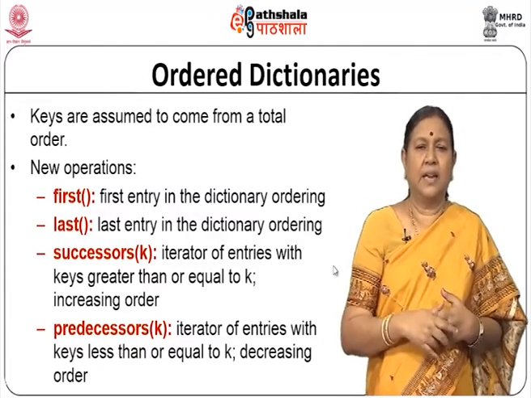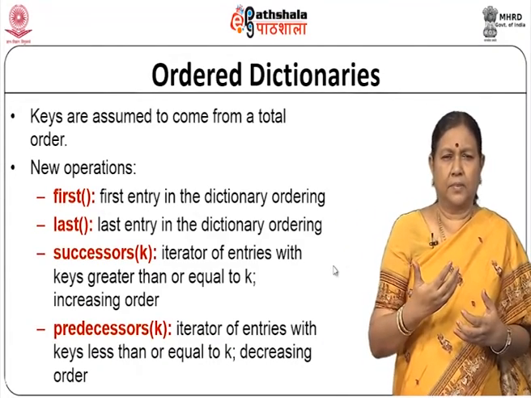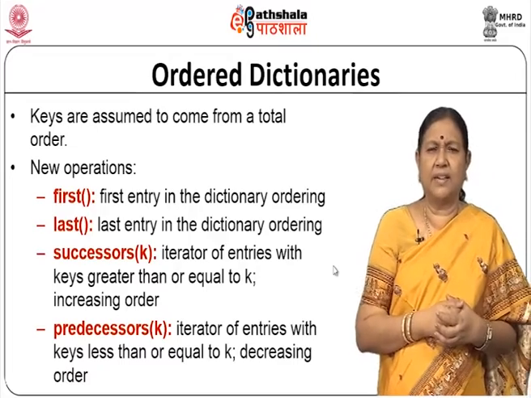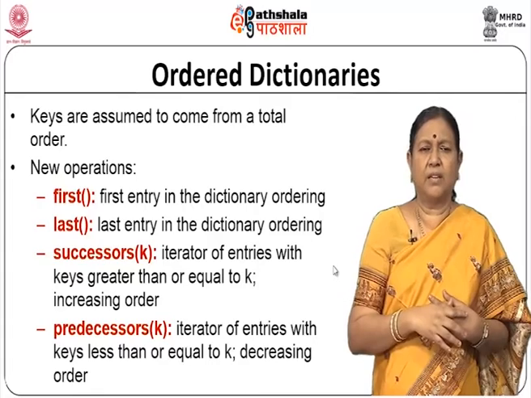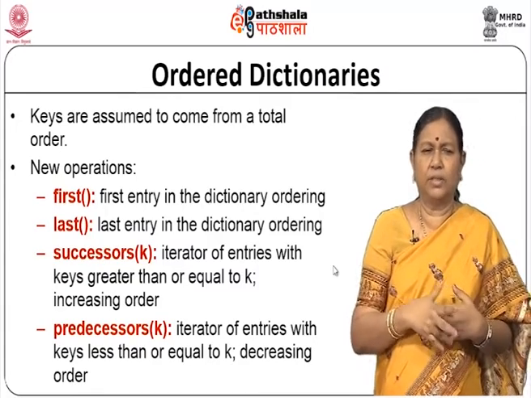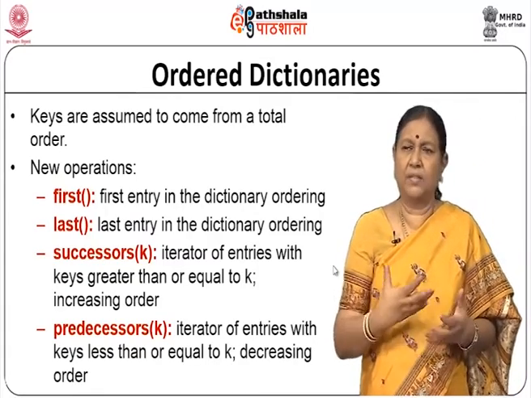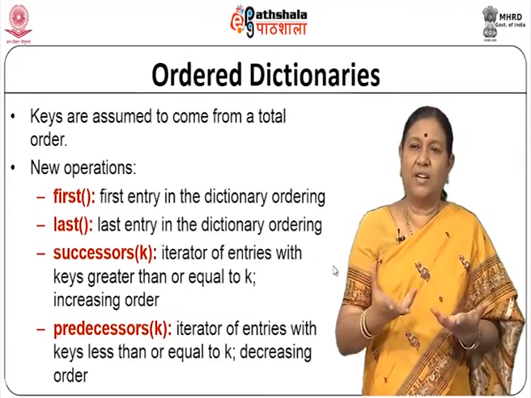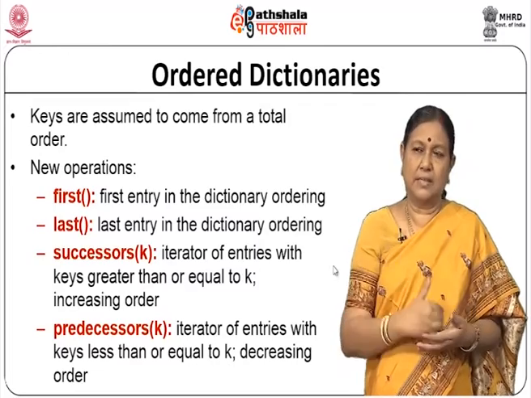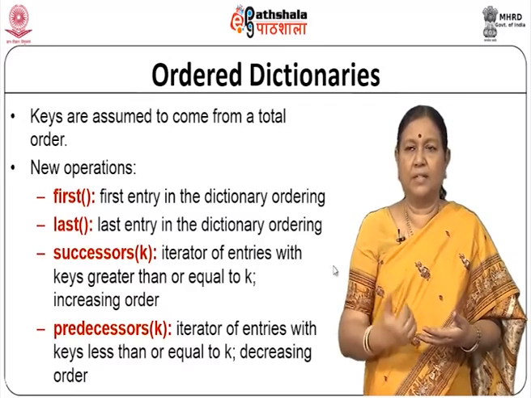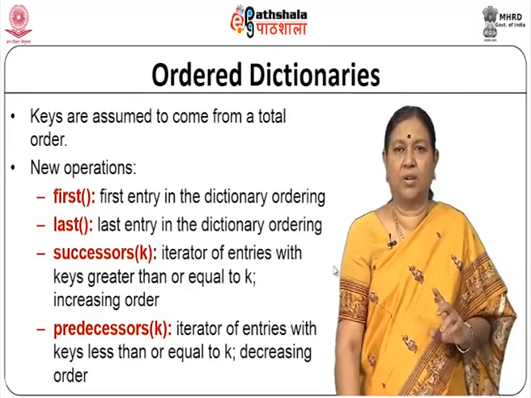Successor is an iterator of entries with keys greater than or equal to k in increasing order. Similarly, predecessor is an iterator of entries which are less than or equal to k in decreasing order. So, basically it is an in-order traversal. In-order traversal will give you a sorted order. In that sorted order, successor of a key will give you the next element and predecessor will give you the previous element in the sorted order.